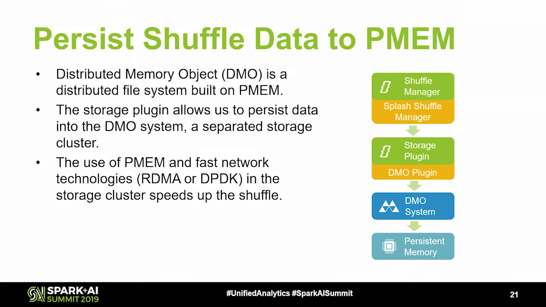Okay, so in our storage plugin implementation, we connected the shuffle data into our DMO system. And our DMO system, as I just mentioned, is a distributed file system based on persistent memory. What we're trying to do is to utilize the fast characteristics of this new media. The storage plugin also allows us to switch the network protocols used to transfer all those shuffle data. For example, when we switch to the DMO system, we can dynamically configure the network protocols used between the compute nodes. We can transfer those shuffle data in RDMA or in DPDK in order to speed up the shuffle efficiency of the whole cluster. And this configuration would be totally transparent to the upper Spark applications.